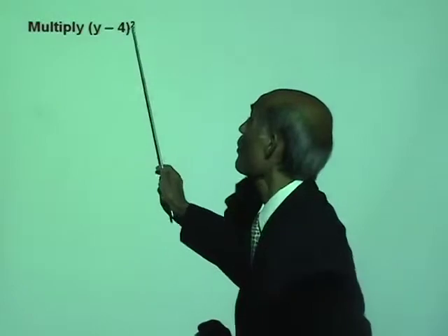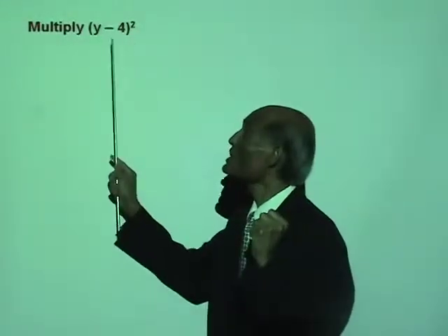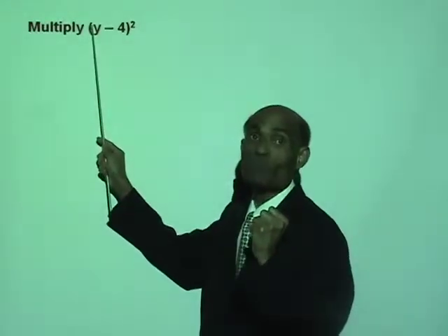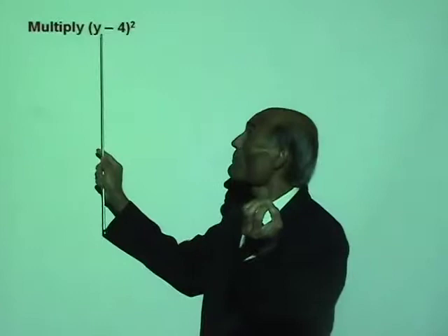Well, can I use the same principle to do this? Y minus 4 all squared. Alright, how many terms will there be? Can you tell me how many terms will there be in the expansion of y minus 4 all squared? There will be 3 terms. Alright, what is the first term? The first term is the square of the first term here. That is y squared. What is the middle term? The middle term is obtained by multiplying the first term with the second term.